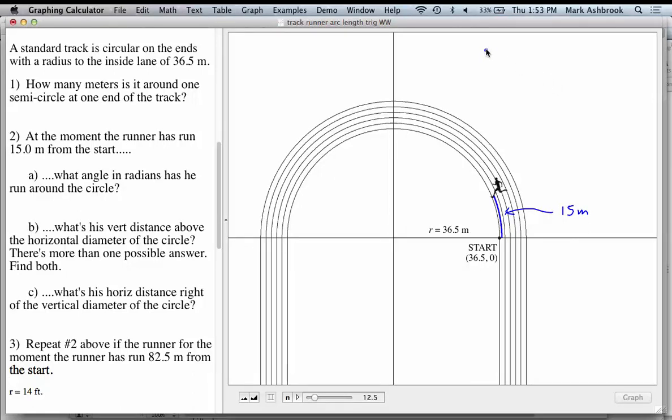Okay, 15 over 36.5, his radius. That fraction. And why does that work? Why is that giving you the number of radians? Because a radian is one radius length. Okay. So if he's run that fraction of it, then that's a fraction of the radius length that he's run. And so therefore it's the angle in radians. Nice.